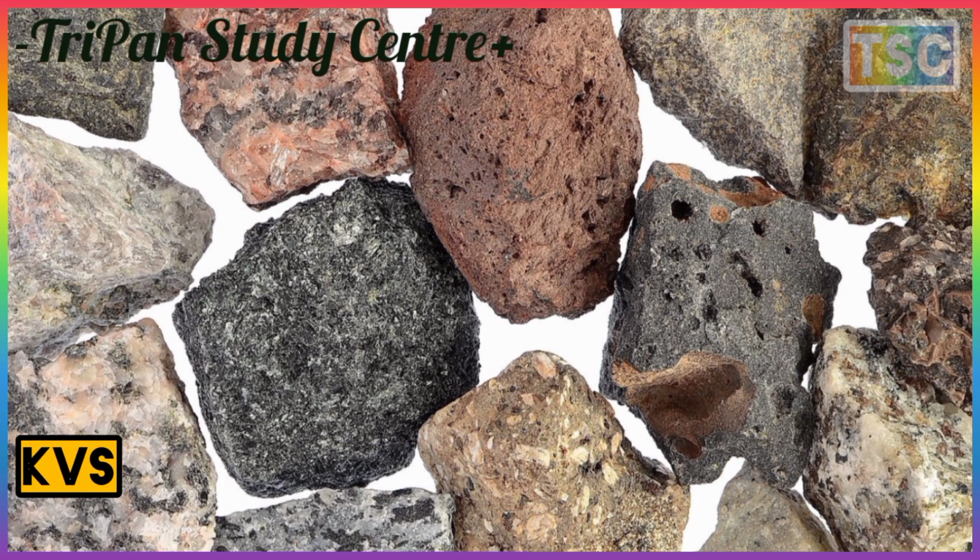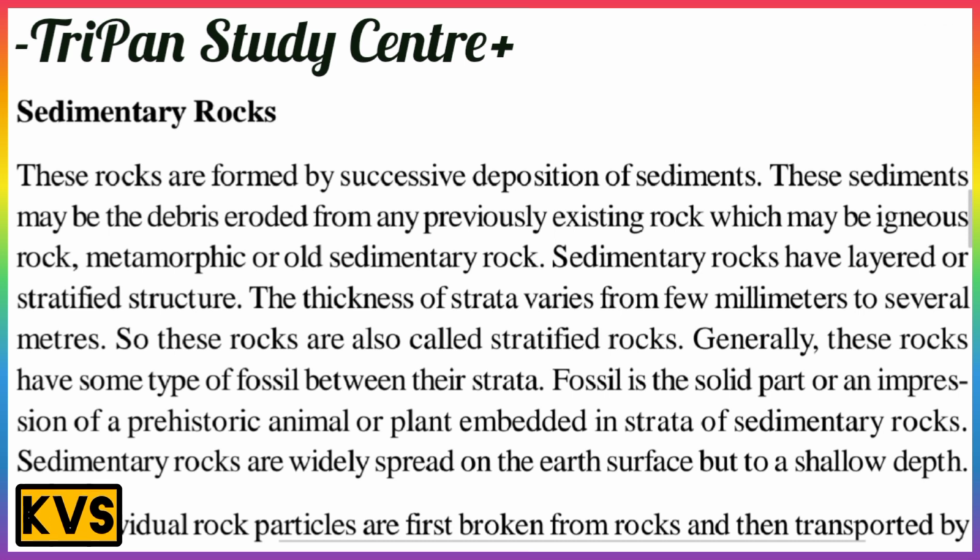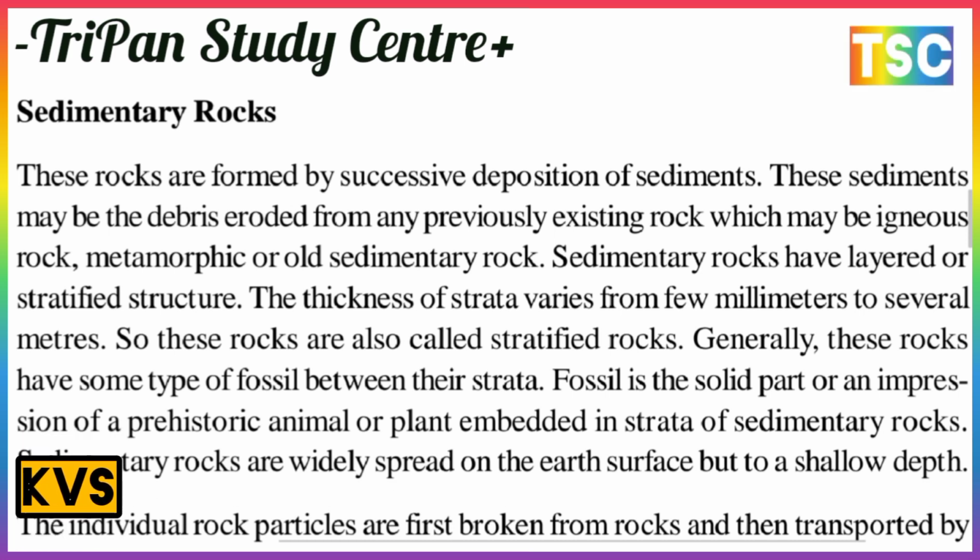rock, metamorphic or sedimentary rock. Sedimentary rocks have layered, or stratified, structure. The thickness of the strata varies from a few millimeters to several meters. So these rocks are also called stratified rocks. And generally these rocks have some types of fossils between their strata. There are fossils, and a fossil is the solid parts or impressions of prehistoric animals and plants embedded in the strata of sedimentary rock.